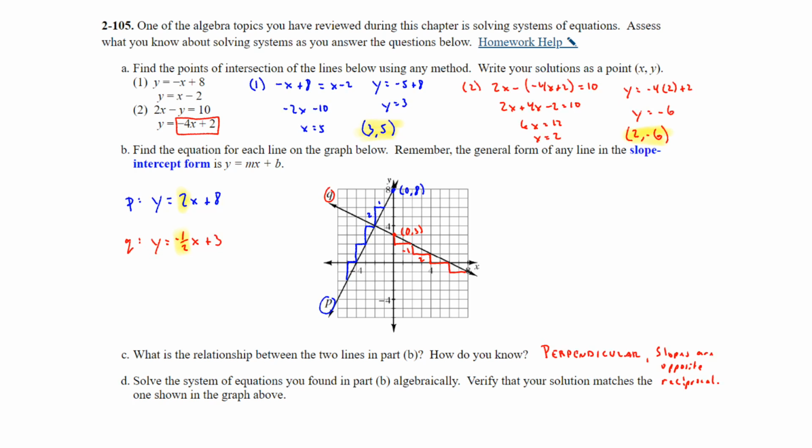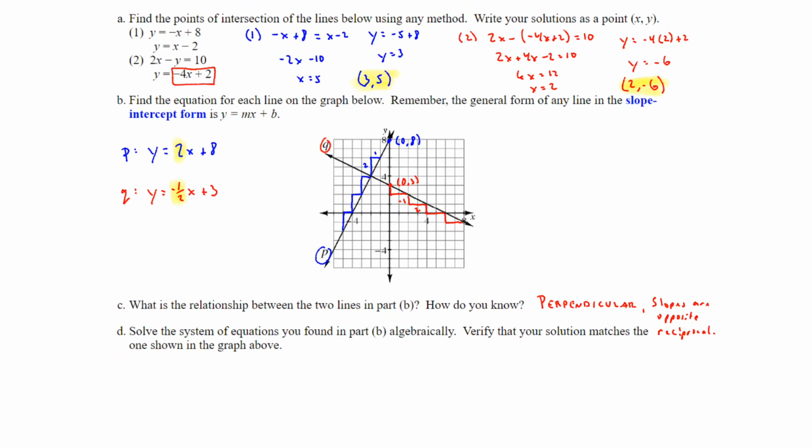All right, on to part D. Solve the system of equations you found in part B algebraically. Verify your solution matches with the one shown above. So since they're both written as y equals, we'll use the equal value method again on that one. 2x plus 8 is equal to negative 1/2 x plus 3. I'm going to add the 1/2, so that's 2.5. I'm going to write that as an improper fraction. So it'd be 5/2 x. I'm going to subtract the 8 to the other side, and that would be minus 5.